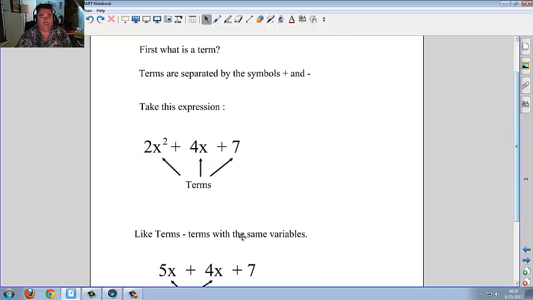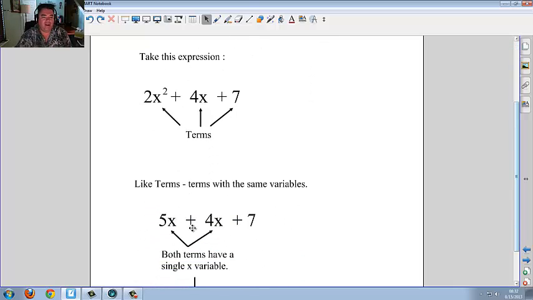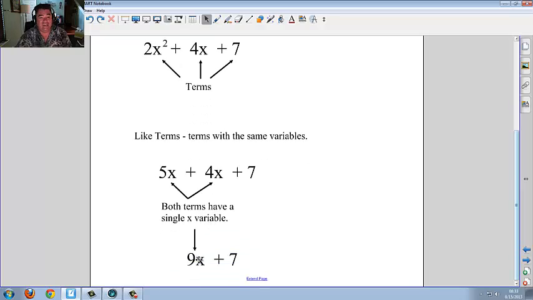Like terms are terms with the same variables. Here, however, you have 5x and 4x. Because they both have a single x variable, these two can be combined. So 5x plus 4x will make 9x plus 7.